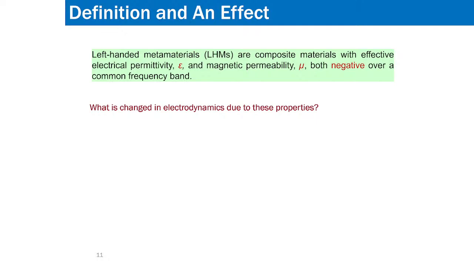Now, if both mu and epsilon are negative, how is it going to affect the electrodynamics? Because of this property, let us try to see that.